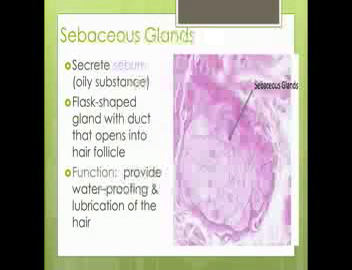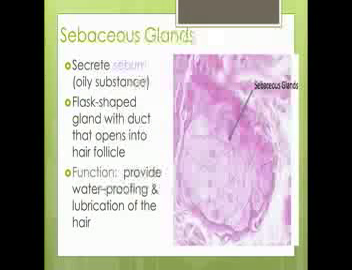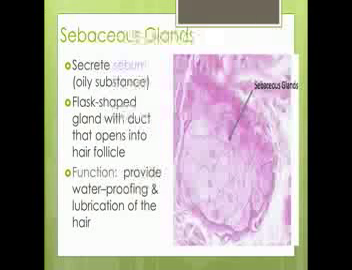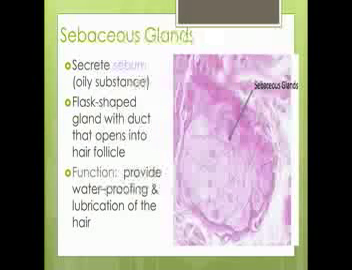Sebaceous glands are the glands that secrete sebum. This is an oily substance, and in a moment here you'll see what I mean by this flask-shaped gland with a duct that opens into a hair follicle. But really, what's the function of sebum? Sebum coats hair and provides a waterproof coating around it.